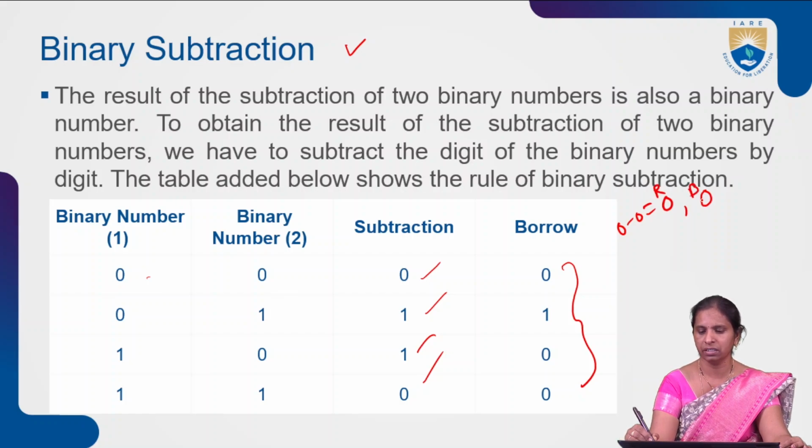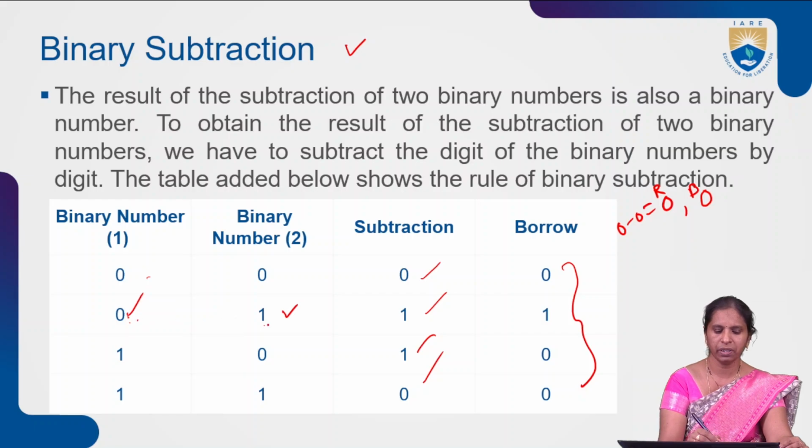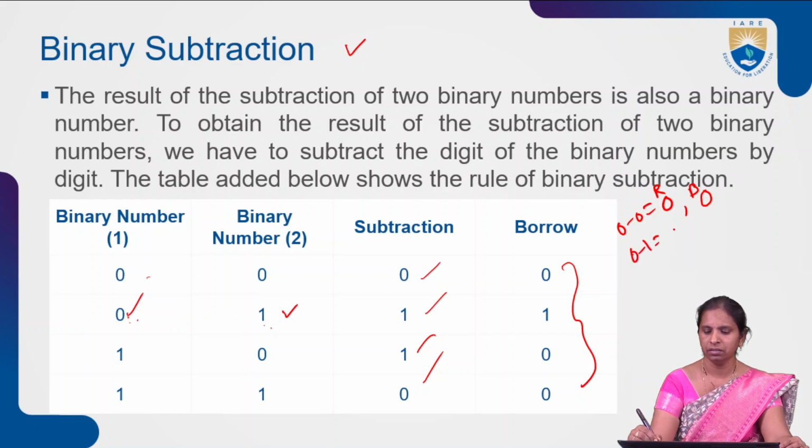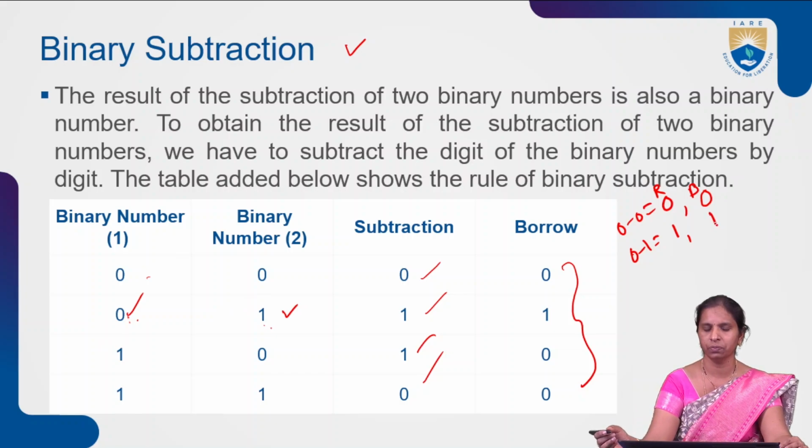So this is a result and this is a borrow. Then 0 minus 1. Here, for 0 minus 1, 0 is a smaller number and 1 is a bigger number. So the result is 1, and since 0 minus 1 cannot be done, you have to take the borrow. Therefore, the borrow is equal to 1.